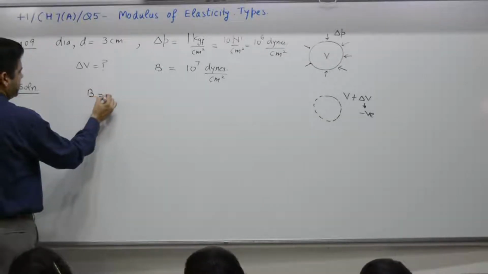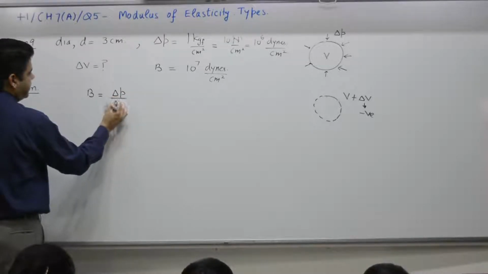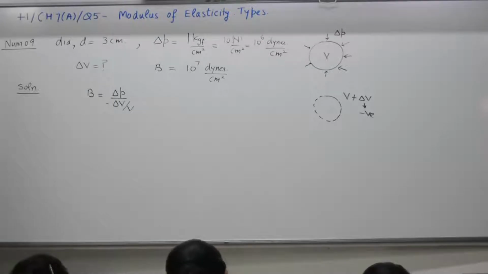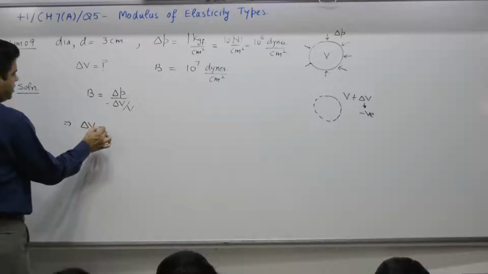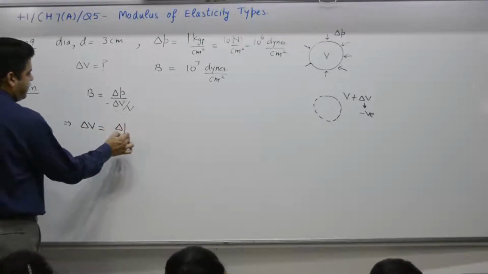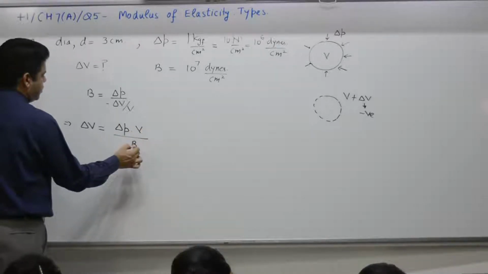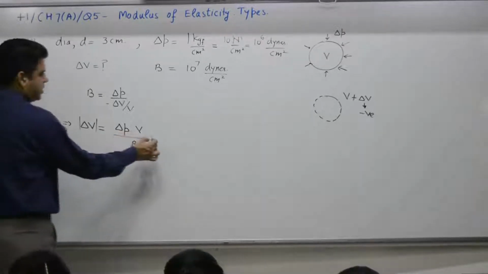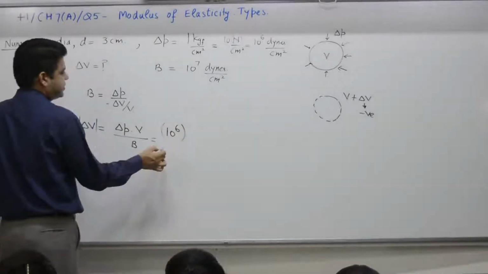Bulk modulus is delta P by delta V by V. So delta V is equal to what? Delta P into V in the numerator by bulk modulus, only the magnitude. Delta P is 10 raised to power 6 CGS units.